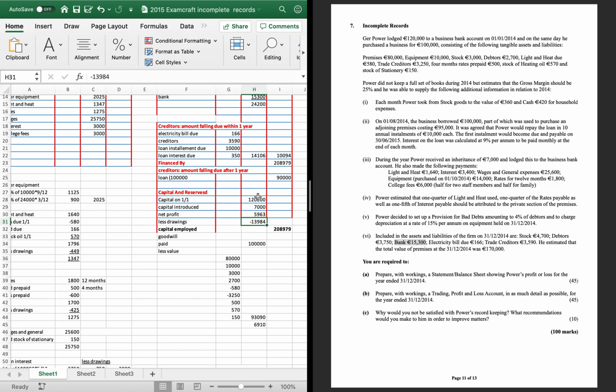And you can check that now. So 90 plus 120 plus 7 plus 5,963 minus 13,984 should give you 208,979. So we take that 5,963 and that becomes our net profit over here.